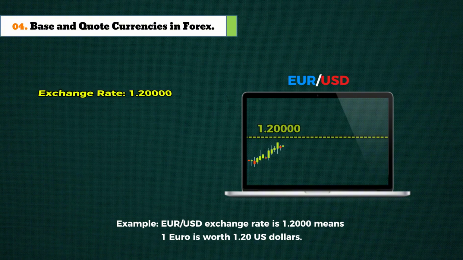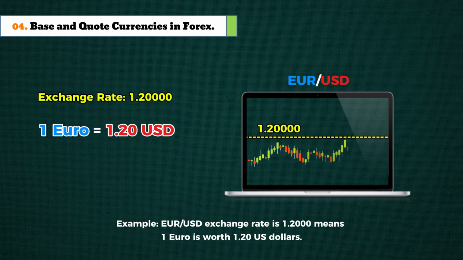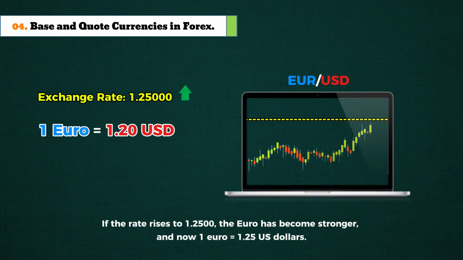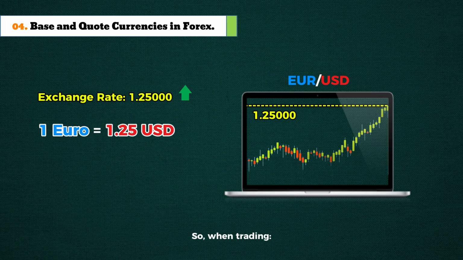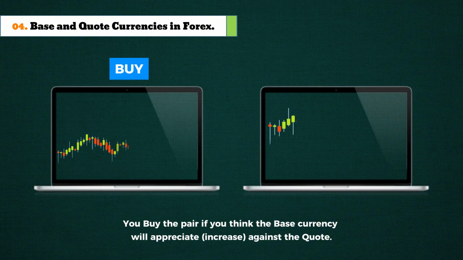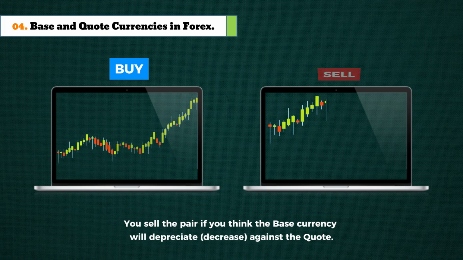Example, the euro and US dollar exchange rate is 1.2000, which means 1 euro is worth 1.20 US dollars. If the rate rises to 1.2500, the euro has become stronger, and now 1 euro equals 1.25 US dollars. So, when trading, you buy the pair if you think the base currency will increase against the quote. You sell the pair if you think the base currency will decrease against the quote.